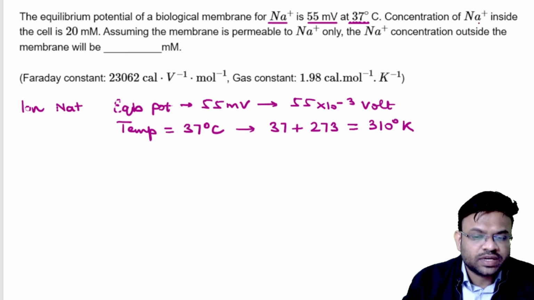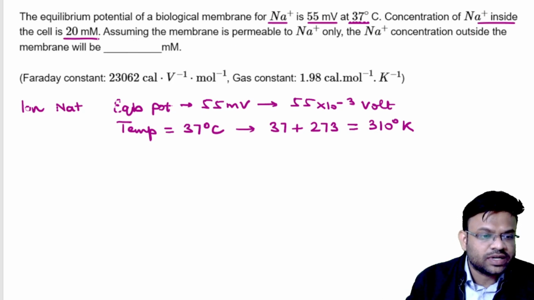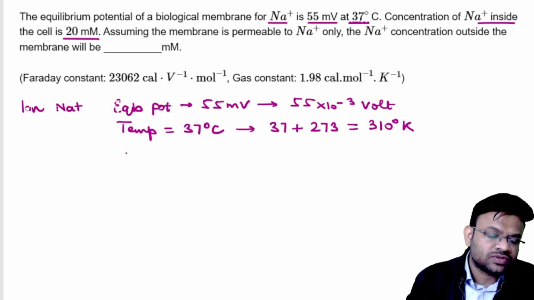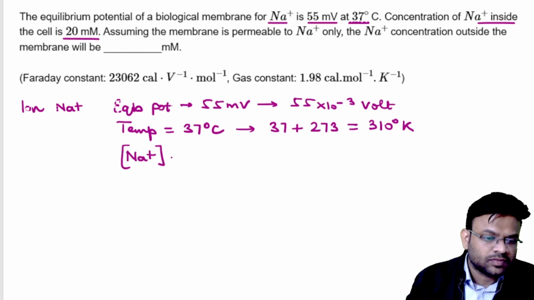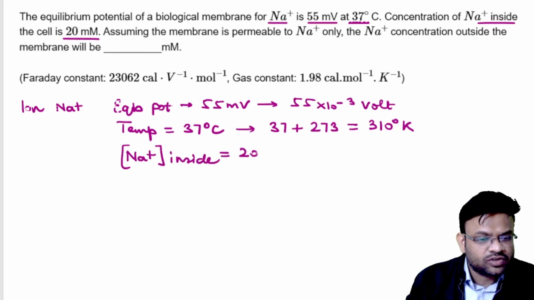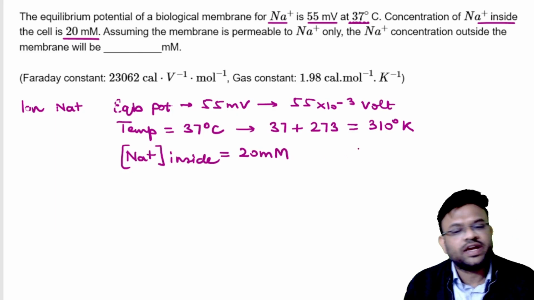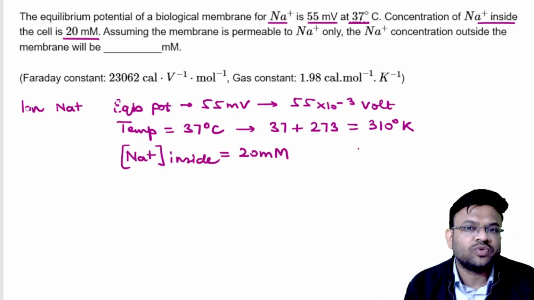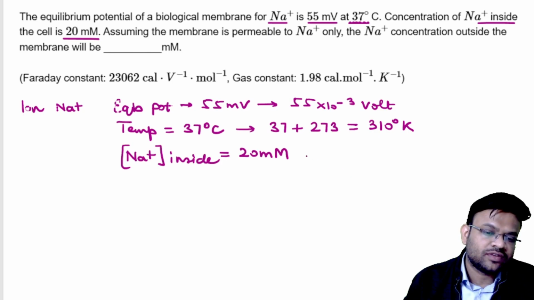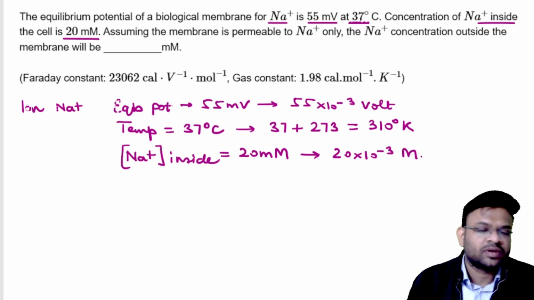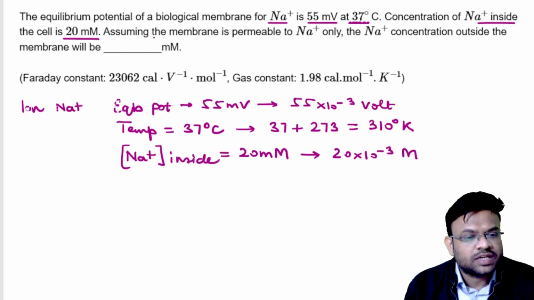The concentration of sodium, Na plus, inside the cell is given to us as 20 millimole. We cannot use millimoles in the formula, so it has to be converted into moles: 20 into 10 to the power minus 3 moles. Okay, assuming the membrane is permeable to sodium ions only.